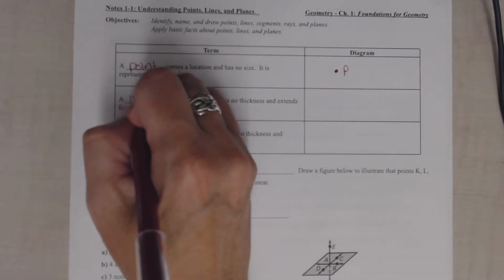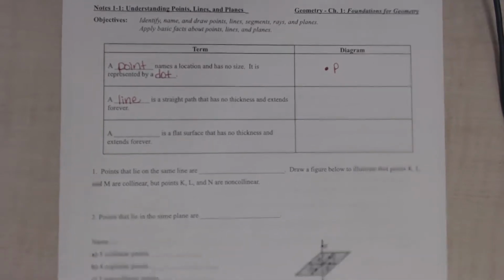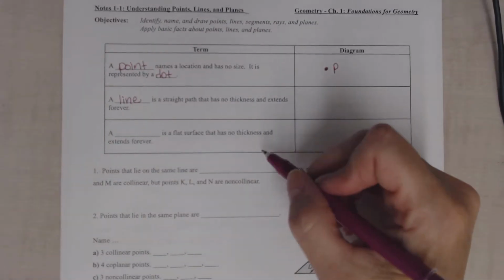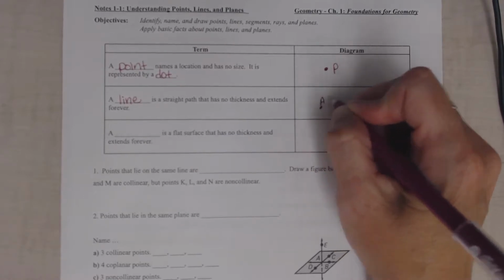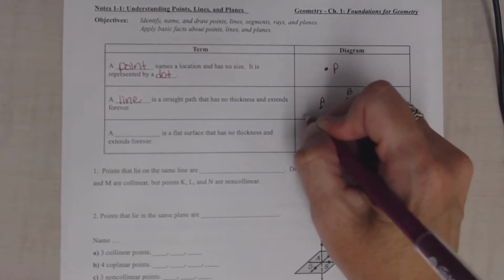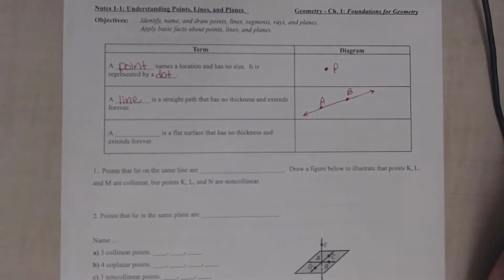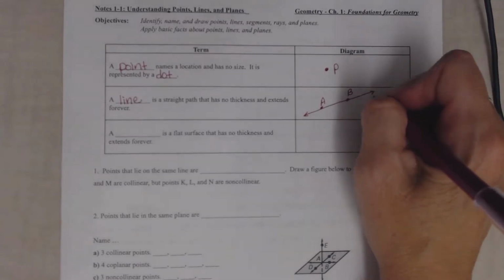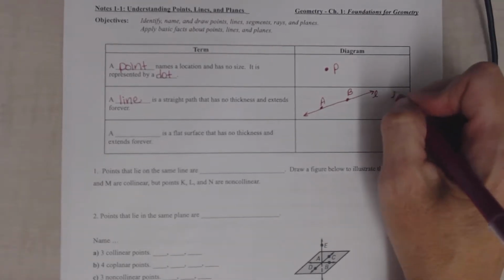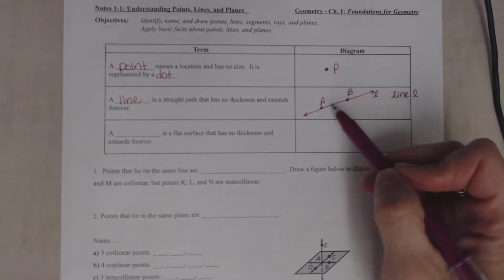A line is a straight path, and it has no thickness, and it goes on forever. It's a bunch of points all in one line. So I can have 2 points like point A and point B, and I can connect them and keep going in both directions. Okay? The way we name it is 2 different ways. First of all, it could have a cursive letter next to it, and you could call this line L. Okay? Or you can name it by the points.